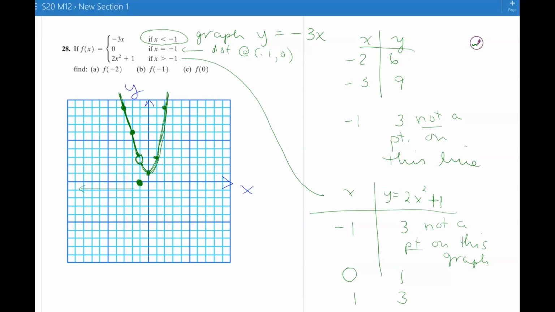So then if we're asked to evaluate piecewise functions, we say, well, let's see, what is f of -2? You look at x equals -2, and we can see that the point of the graph, the y value is 6.